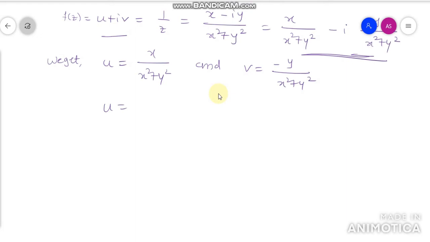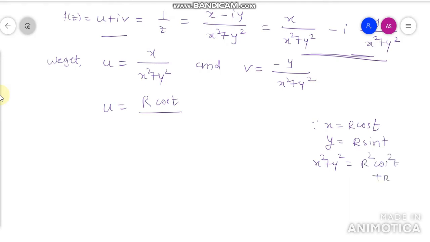Therefore u is equal to x. What is x? x is equal to r cos theta, so x is equal to r cos t, y equal to r sin t. Then x square plus y square is equal to r square cos square t plus r square sin square t, hence it is r square times sin square t plus cos square t, and we know that this is 1.